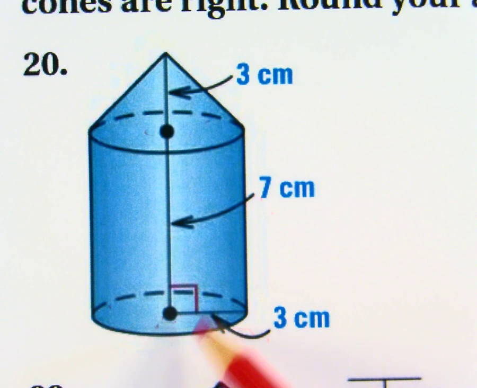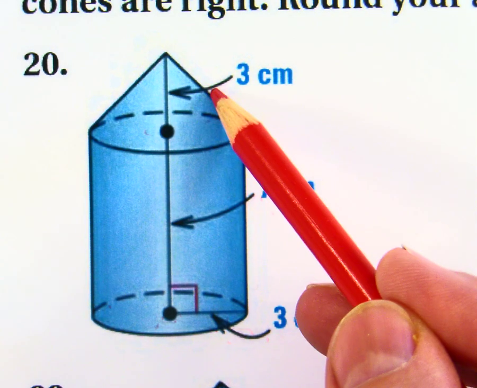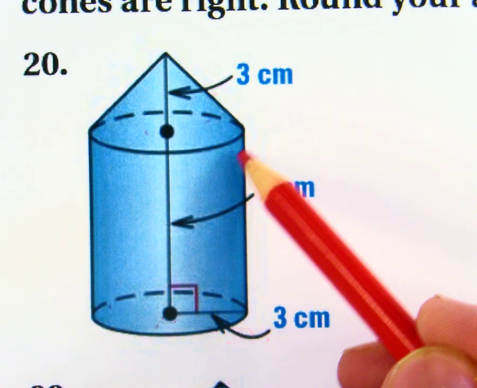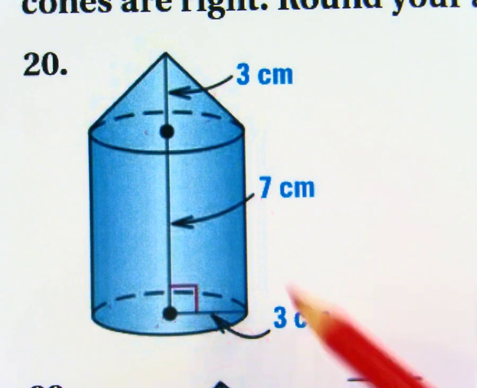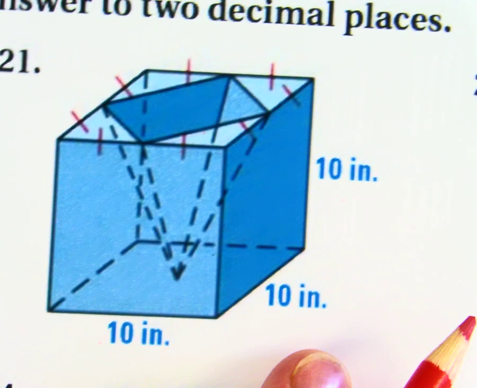It'll be the calculation pi r squared, so that's pi times 3 squared, pi times 9, times the height 3, and then divided by 3. Calculate them separately and add them together.